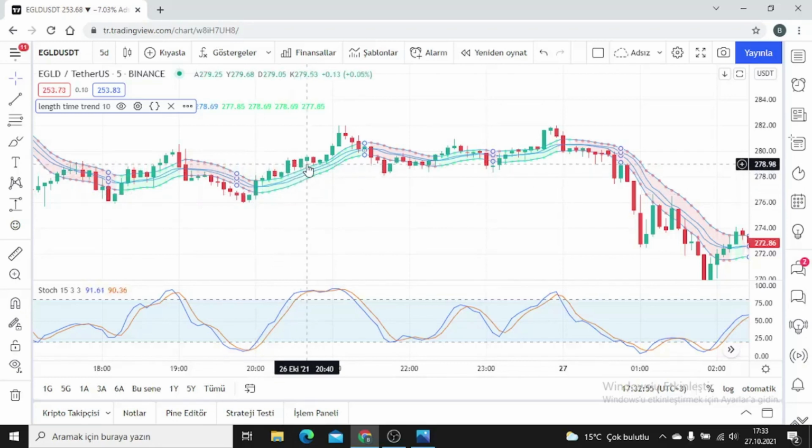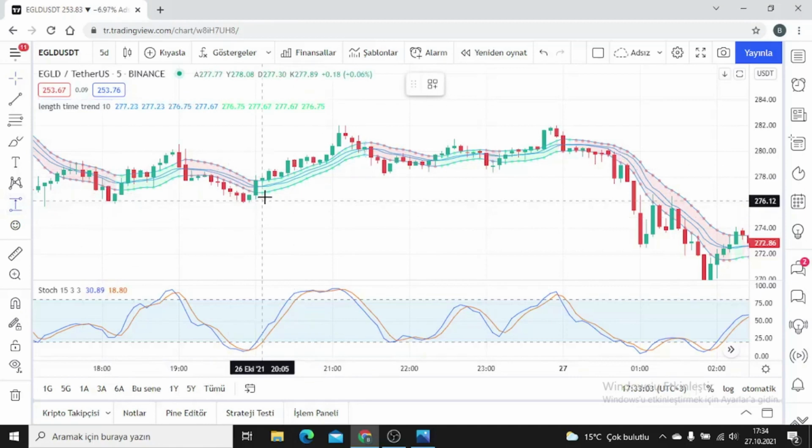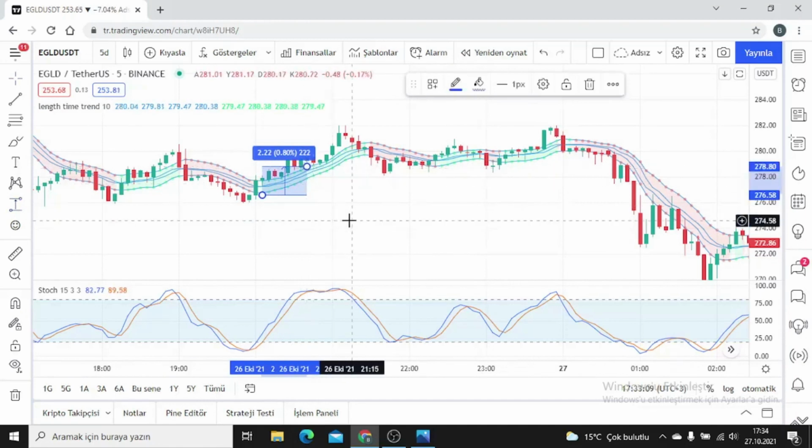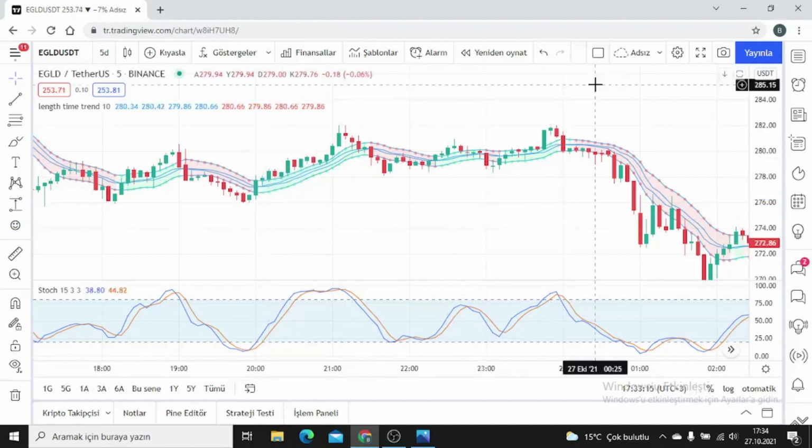As I said, friends, assuming we bought it from here, and when we follow our stochastic, the stochastic already gives us a sell signal at this candle, it gets us out of the transaction, friends. The red candle also makes us sell at the close, gets us out of the transaction, friends. So we get the profit here, let's calculate the profit.